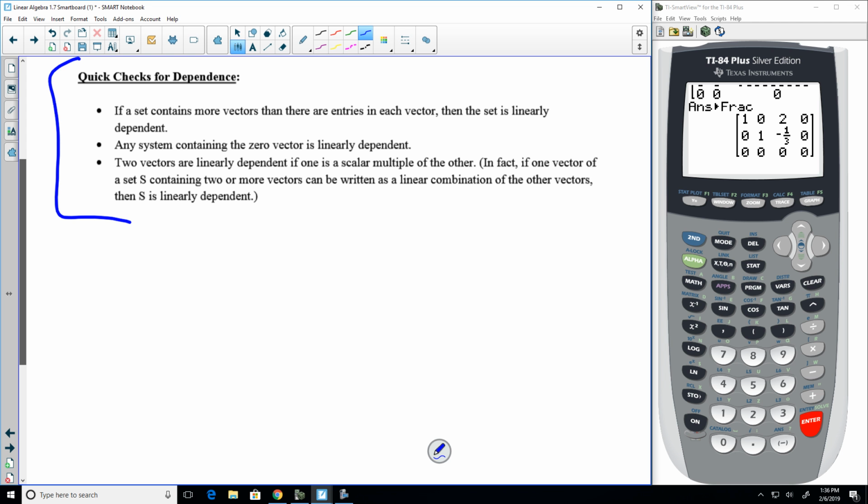If you have a 0 vector, it never changes in row operations. That means you can't get a pivot entry in that column, which means that column is automatically a free variable when you solve the system.